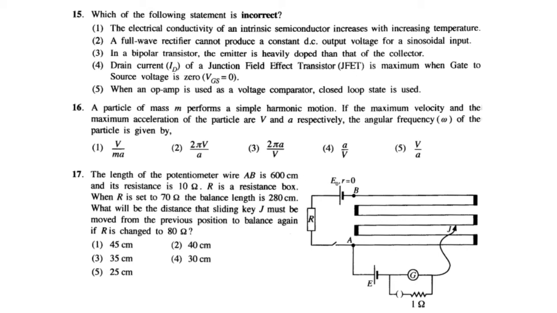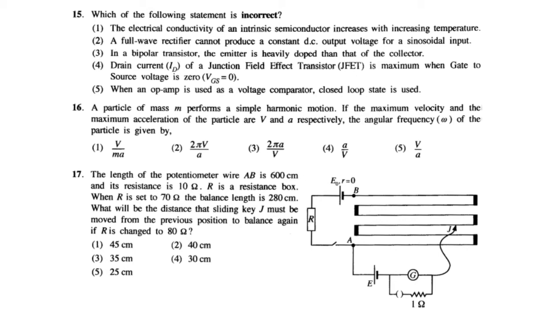Answer 3. In a bipolar transistor, the emitter is heavily doped compared to the collector. In a transistor, the emitter is the junction which emits charge carriers, and the collector is the junction which collects charge carriers. So, to emit charge carriers, the emitter must be heavily doped. Third one is right.